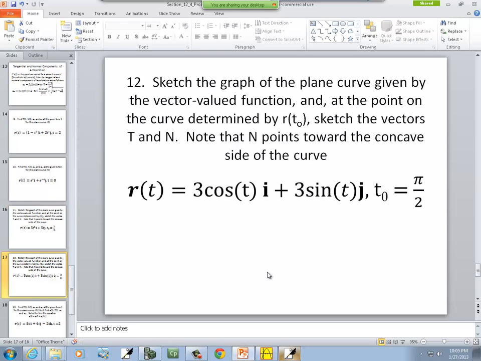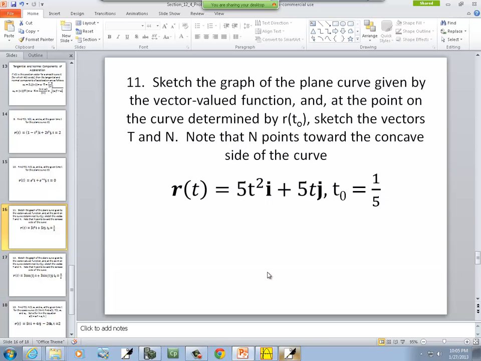What are these next two? These next two are just using a shortcut again, so they won't be too bad to find. So we'll go ahead and find those. So number 11.